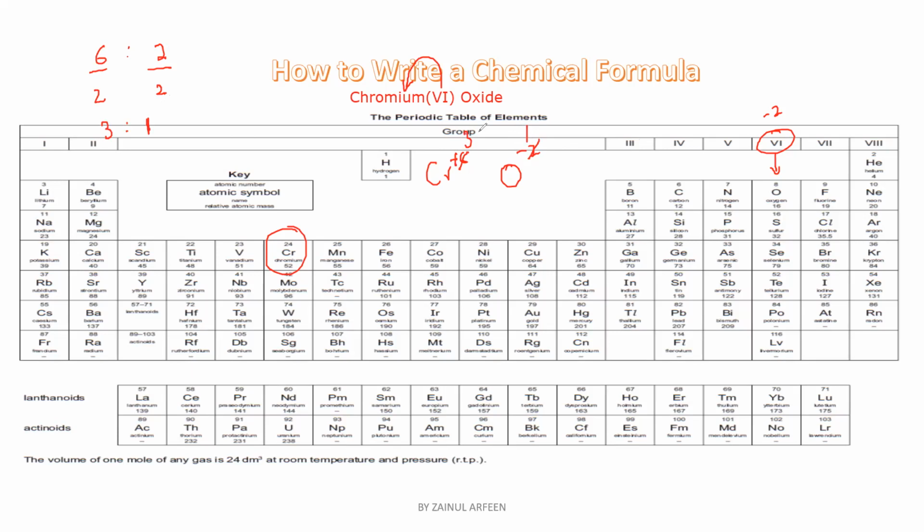Now then what we do, we cross multiply. So 3 is written with chromium, we write it with oxygen, and 1 is written with oxygen, we write it with chromium. So the formula for chromium 3 oxide is CrO3. Is it clear? Yes, sir.